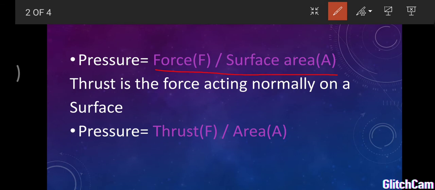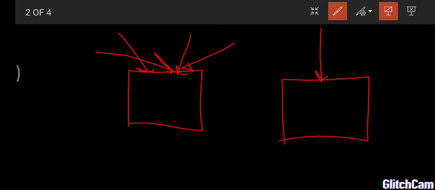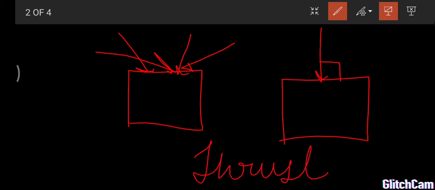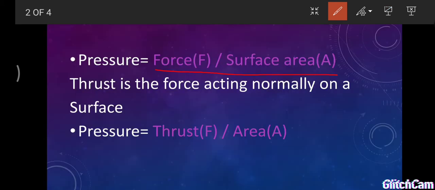Now we want to know what is the force and what is thrust. For example, imagine this is one surface. Now the force is acting on the surface in all the directions. Okay, this is the direction of force. At the same time, if force is acting normal to the surface, that type of force is called thrust. Okay, this is the difference between force and thrust. So the thrust is the force acting normal on a surface. So we can rewrite pressure equals thrust per area.